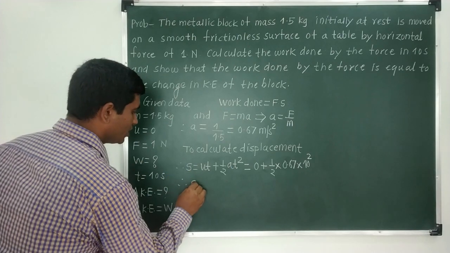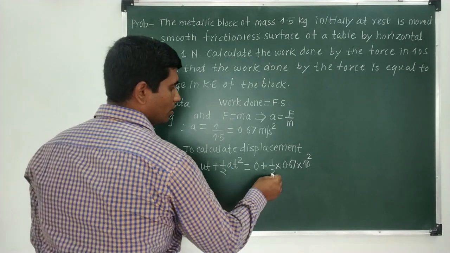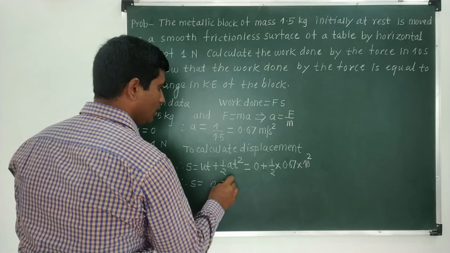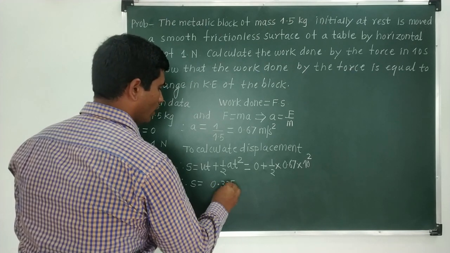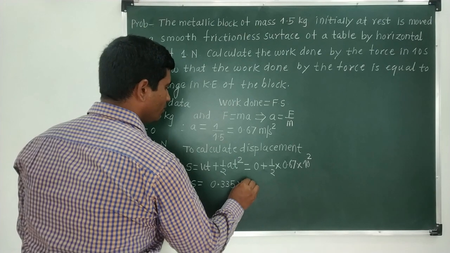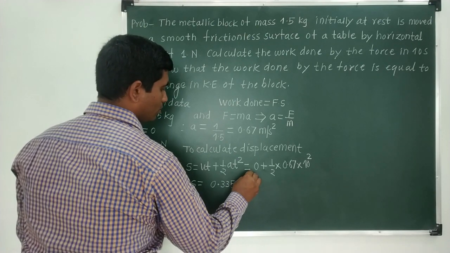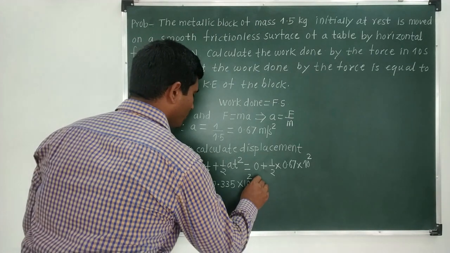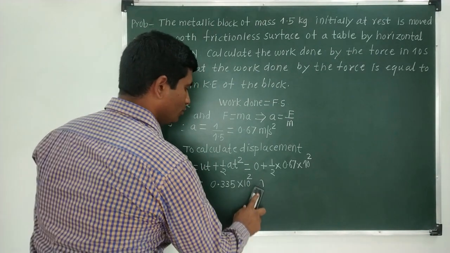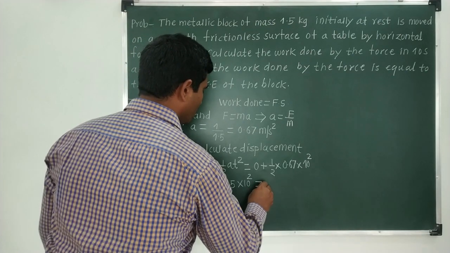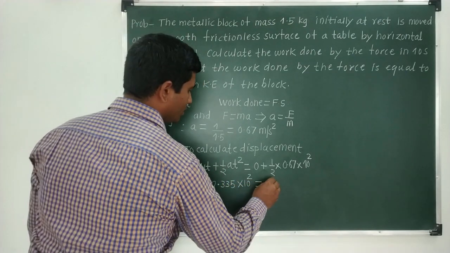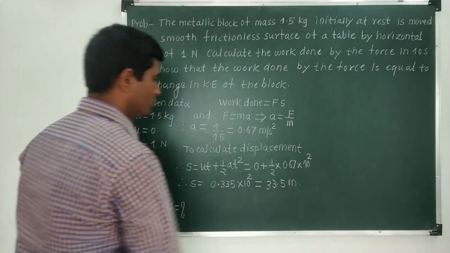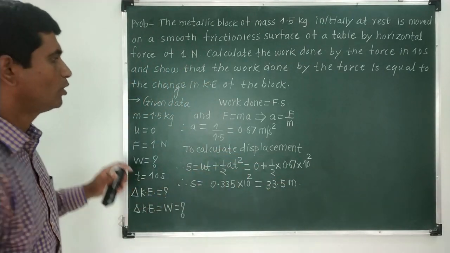Therefore displacement S is equal to, if I divide it by 2, 0.335 into 10 square. We'll keep it as it is, 10 square. So this is in terms of meters. Or you can simplify this: since it is 10 raised to 2, you can shift the decimal, and that will be 33.5 meters. So displacement is 33.5.